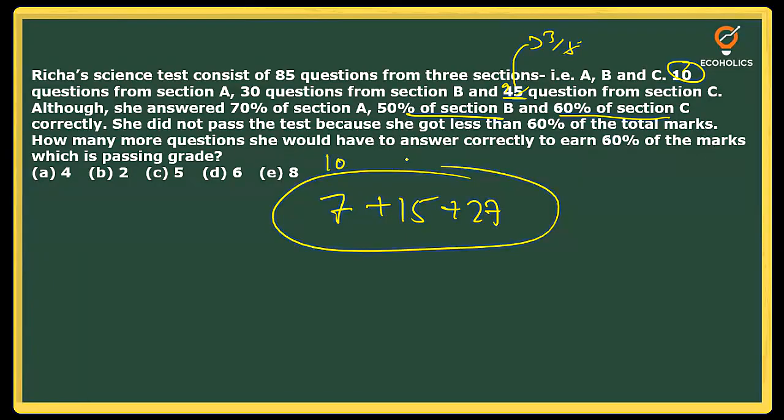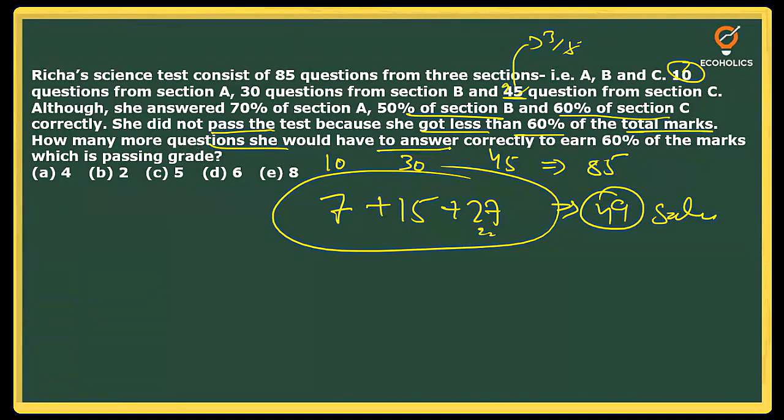So 10, 30, and 45, the total is 85. And here, how much has she solved? 7 plus 15 plus 27, 49 questions solved. She did not pass the test because she got less than 60% of the total marks. How many more questions would she have to answer correctly to earn 60% of the marks, which is the passing grade?